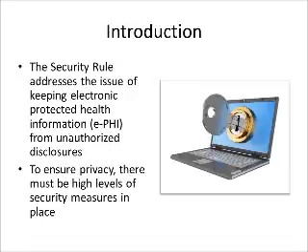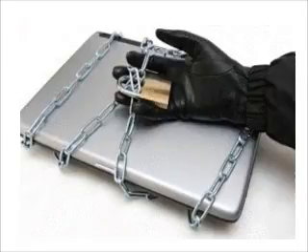So let's talk about what the security rule addresses. The security rule addresses the issue of keeping electronic protected health information from unauthorized disclosures. To ensure privacy, there must be high levels of security measures in place. Now, as we discussed in the previous lesson, we talked about the privacy rule. That indicates what information is to be protected. In this lesson, we're going to talk about the security rule and how it dictates how it's to be protected.